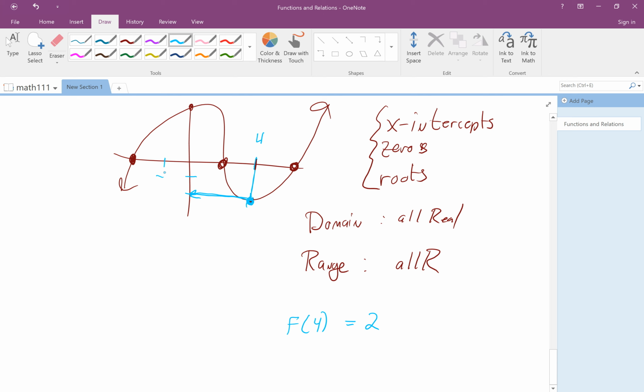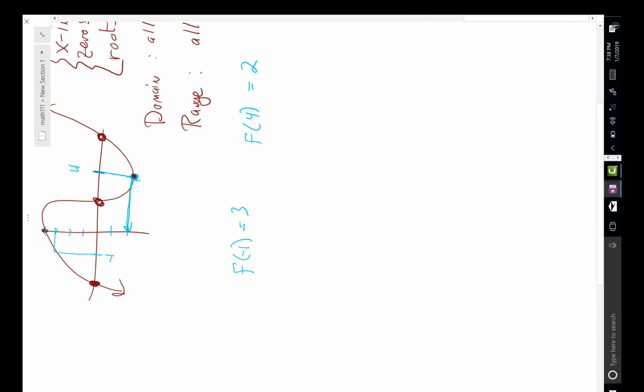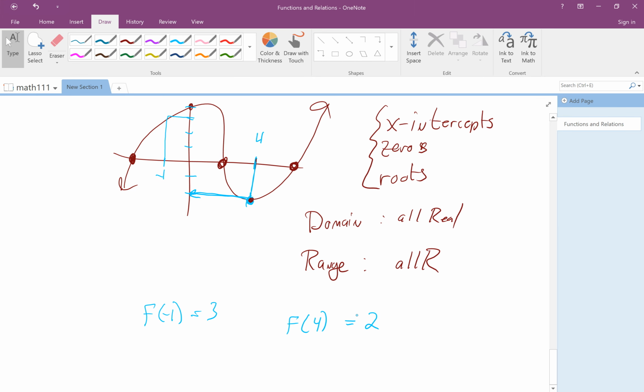Okay, let's say this is negative 1. 1, 2, 3, 4. Okay? What about f of negative 1? Well, here's negative 1. I go up to the graph. I go back this way. Well, it's 3. All right? They're going to ask you questions like that, and they're probably going to put the points on there for you. Did I mess up? Yeah, I meant negative 2. Thank you.